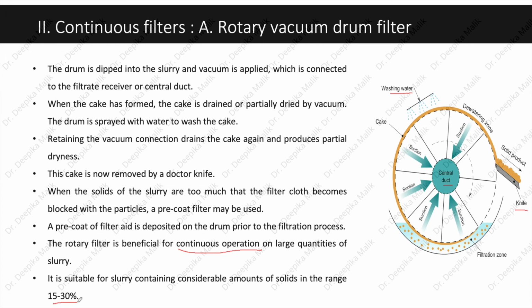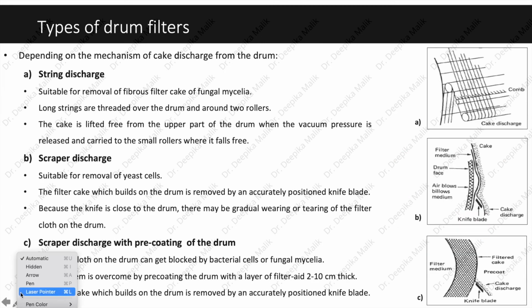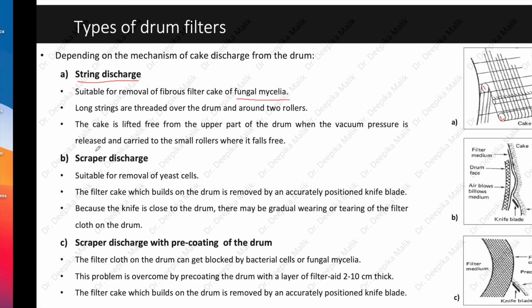Now we have different types of drum filter depending on the mechanism of cake discharge from the drum. The first type is string discharge. This type of filter is suitable for removal of fibrous filter cake of fungal mycelia. Long strings are threaded over the drum and around two rollers, as you can see in the diagram. The cake is lifted free from the upper part of the drum when the vacuum pressure is released and carried to the small rollers where it falls free. A comb is also provided for better removal of the cake from the drum.